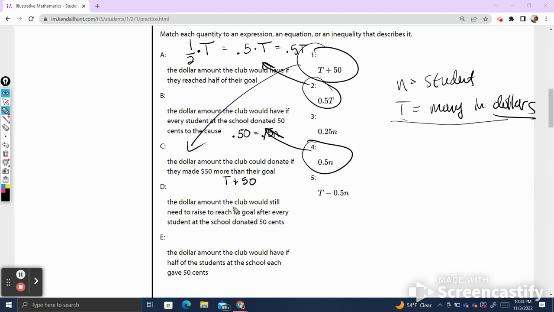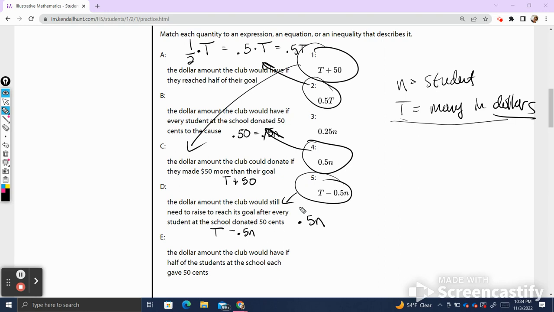D says the dollar amount the club would still need to raise to reach its goal after every student at the school donated 50 cents. We already figured out that donating 50 cents from every student would be 0.5 times N. But we need to figure out how much the school would still need to raise. Well, if the school wants T amount of money, and it already has 0.5 times N, subtracting that number will get us the amount of money they need to continue to raise. That one's a little bit tricky. Pause the video and re-listen if you need to think about that one a second time.